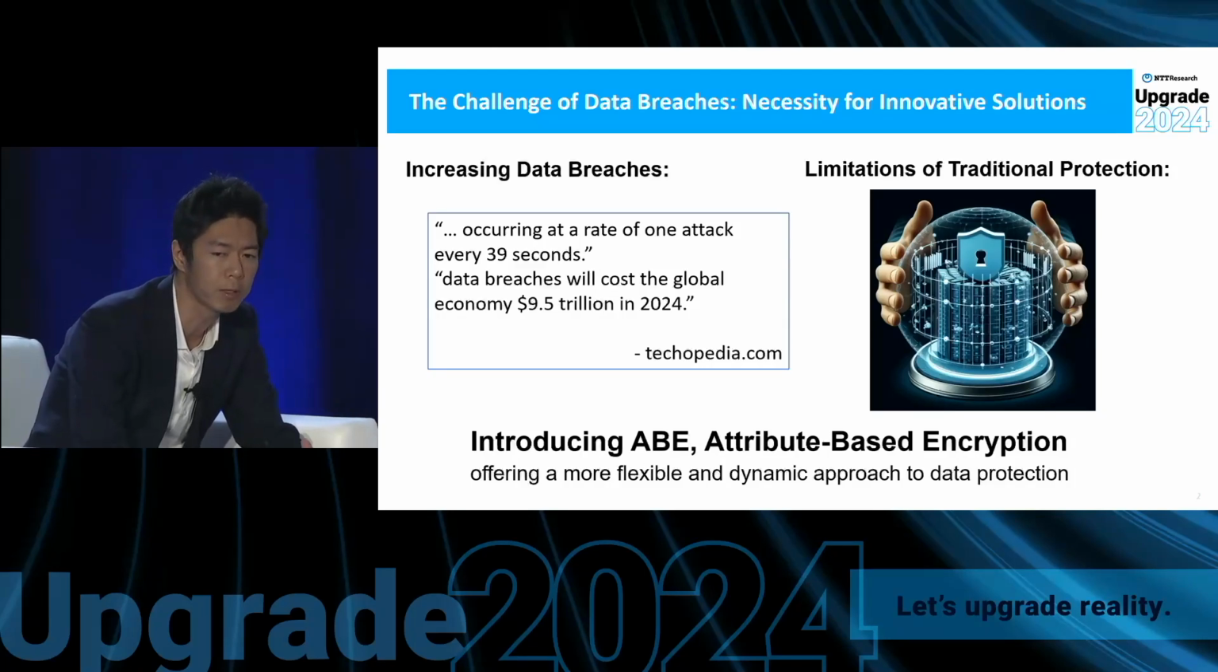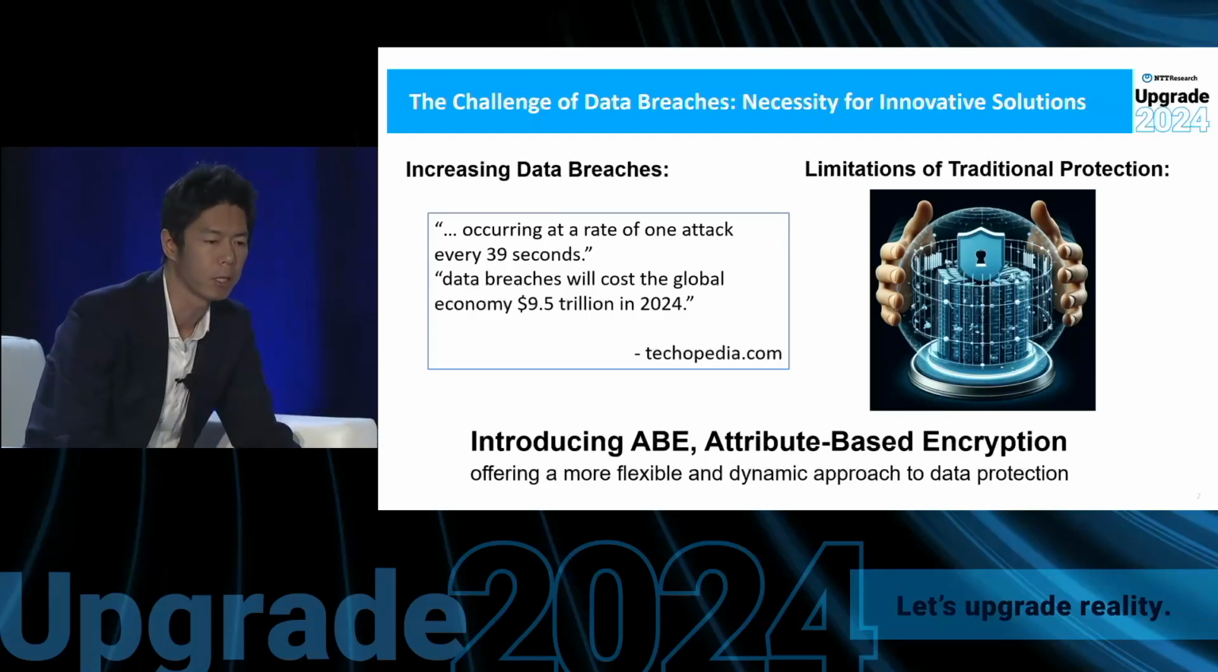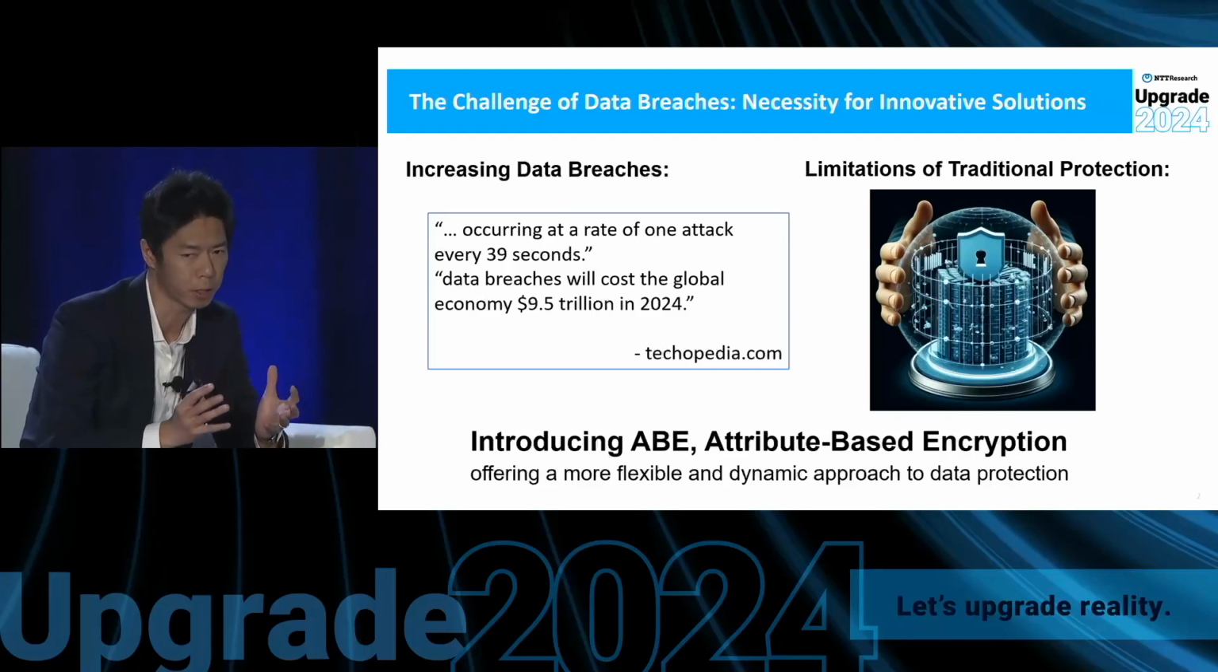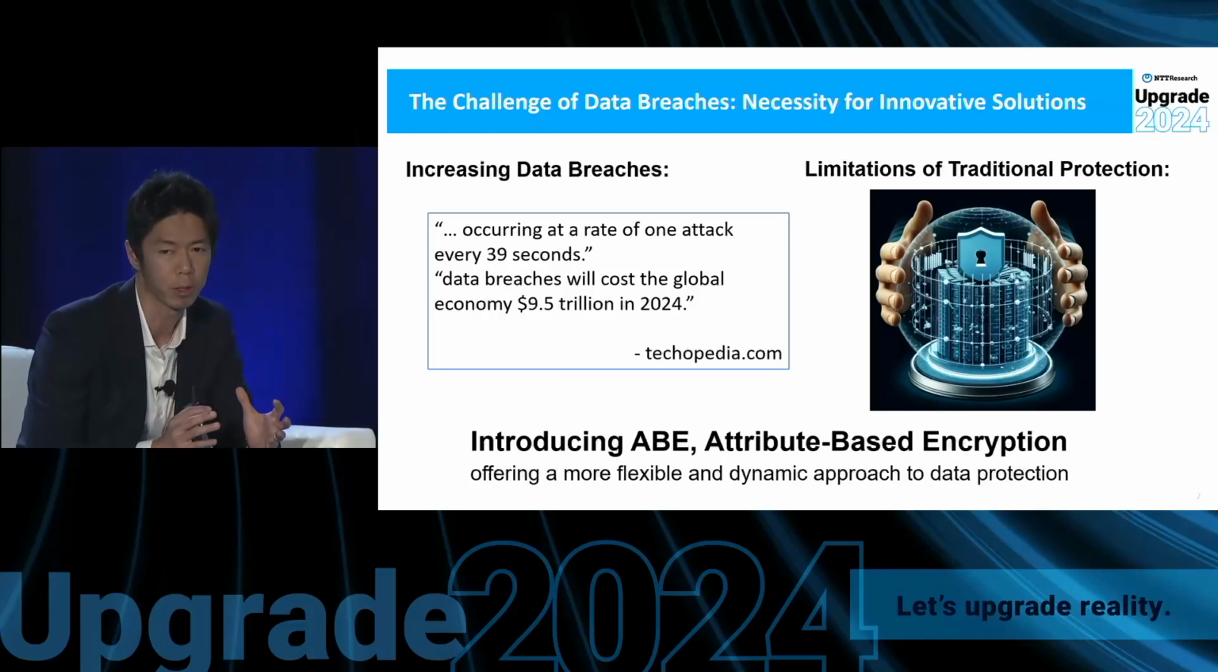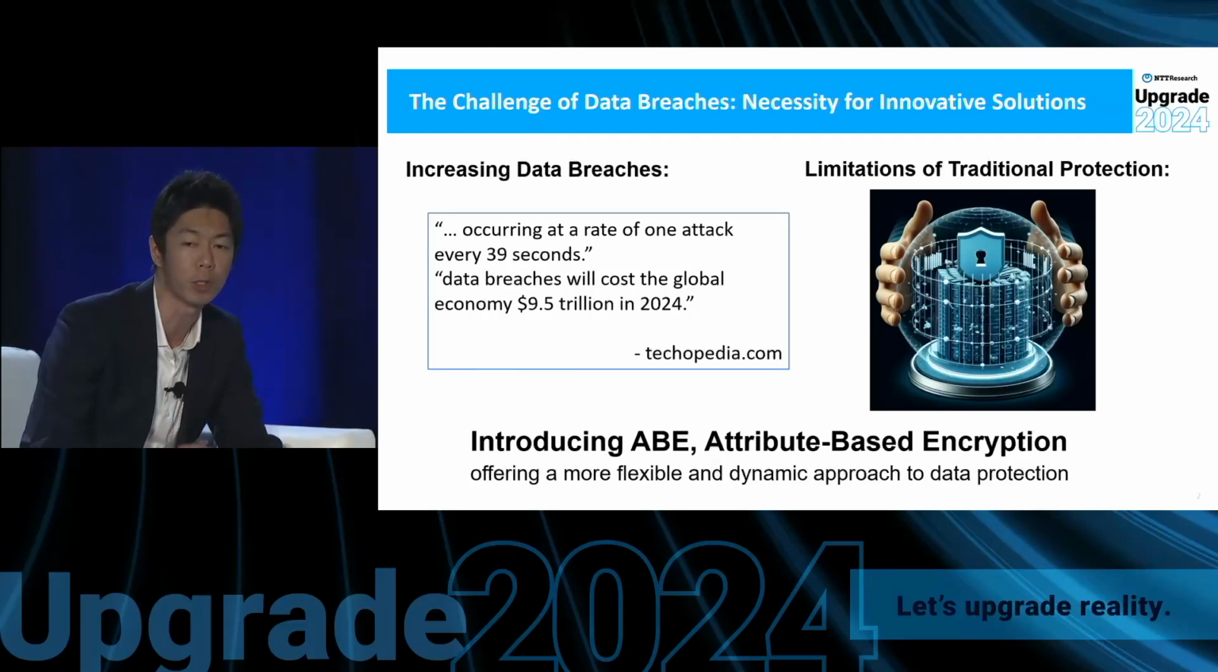And we have some ways to protect the data, like a firewall, but it's kind of surrounding the data with a prison. So it becomes difficult to utilize and share the data with others. And once the prison is breached, the data leak occurs. So today, I'm excited to explain how ABE can enhance data security.